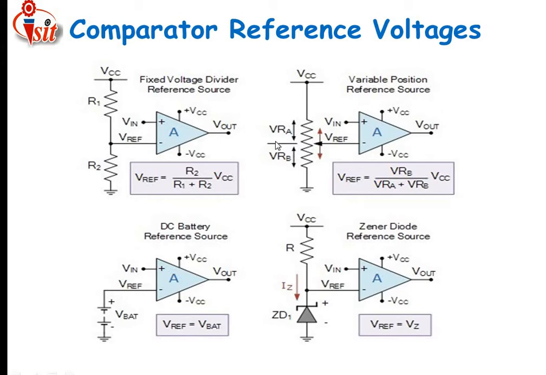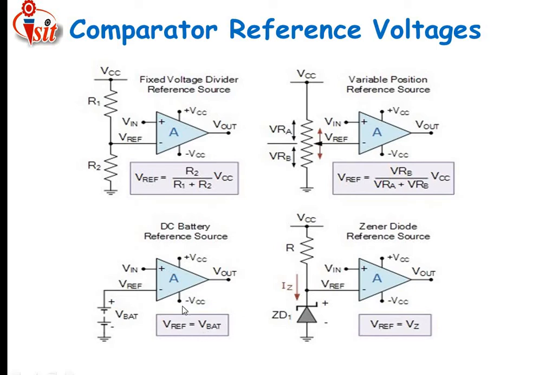Suppose we connect the resistors in a variable proportion, then what about V reference? With a variable position reference voltage, V reference is equal to VRB divided by VRA plus VRB. This is the point A related and this is the point B related. And suppose a DC battery reference source is connected across the V reference voltage, then V reference is equal to V battery. That means the reference voltage is equal to the battery voltage.